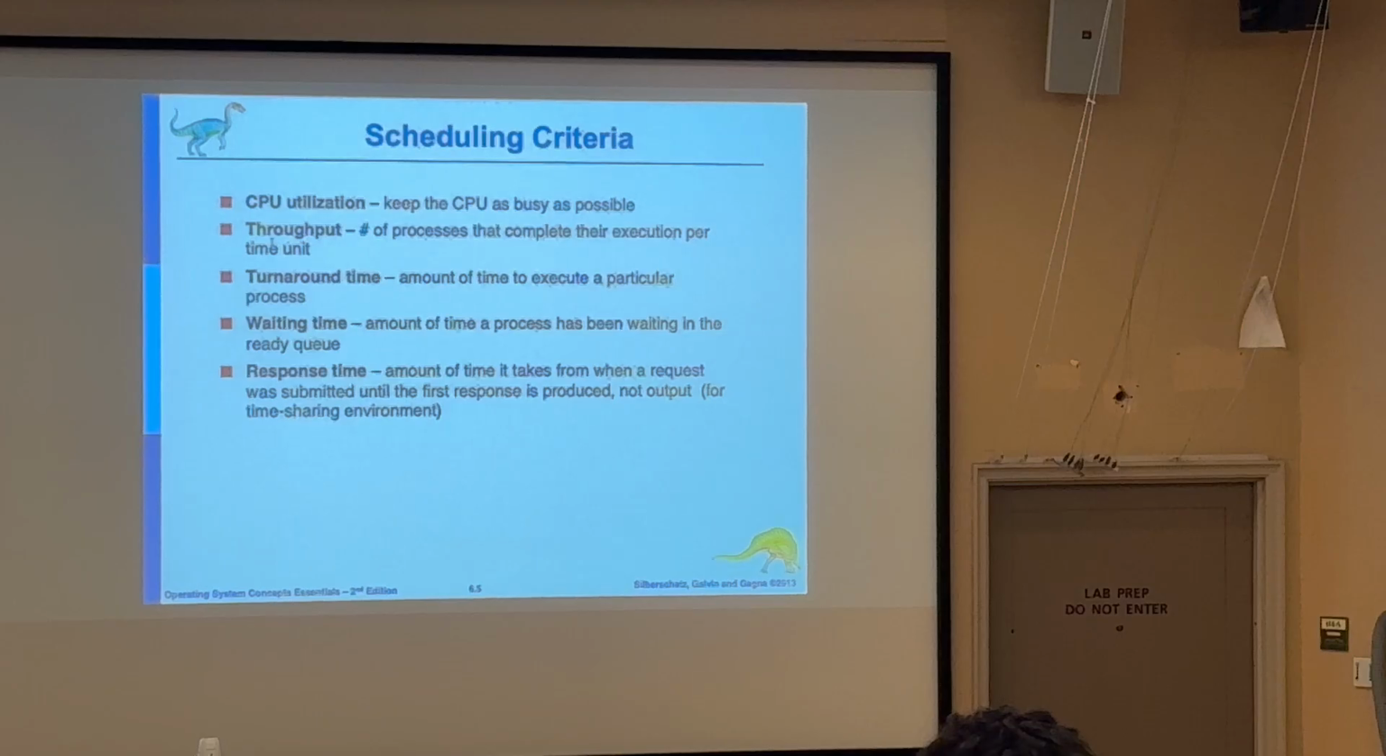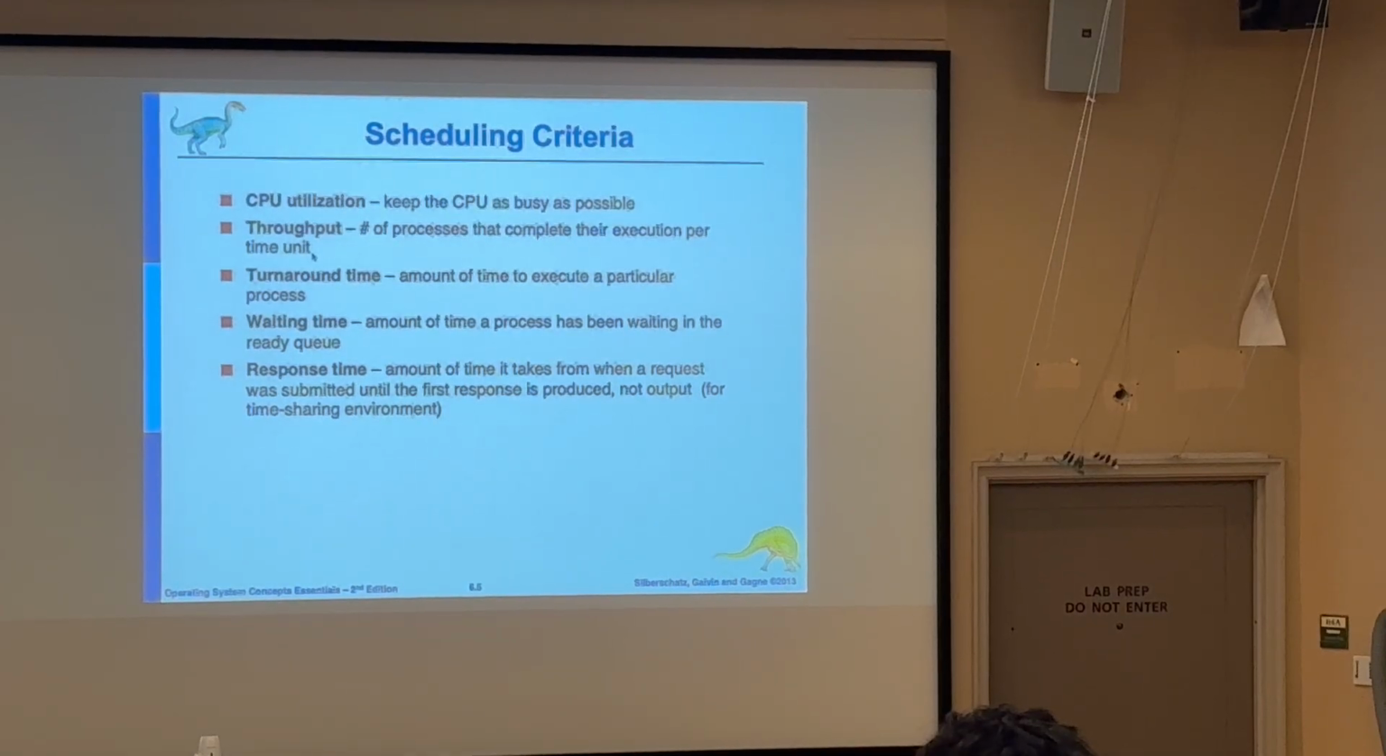Another goal that we can optimize for is throughput: the number of processes that complete their execution per time unit. We can also optimize for this goal. Very often, some of these goals are correlated, but they are not always equivalent to each other. For example, you can imagine if CPU utilization is high, probably the throughput is also high.